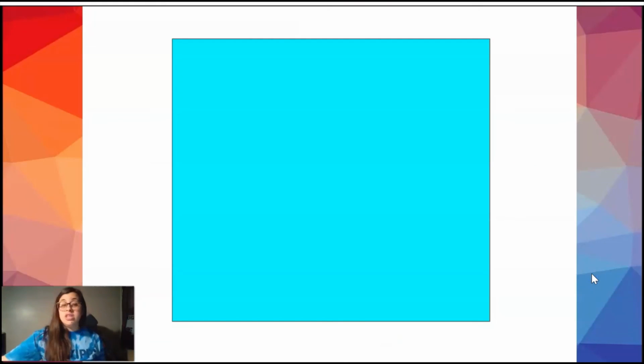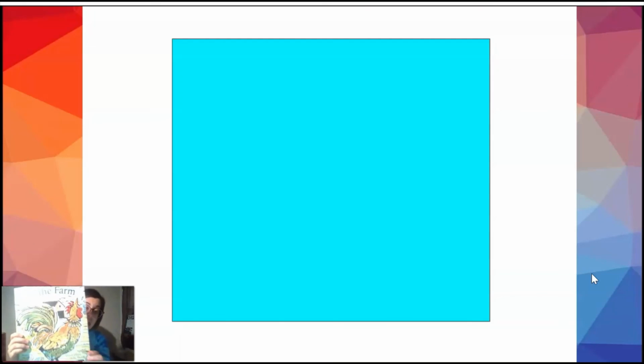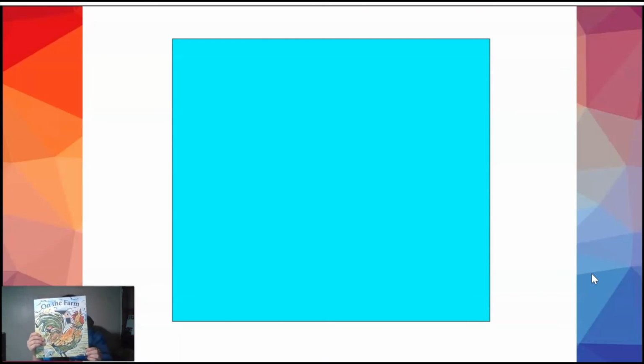Let's look at this one. This shape is a square. I want you to look out in your classroom and find objects that have the flat shape of a square. And I'm going to do the same. Let's see. All right, what did you guys come up with? I have a Post-it note that's a square, and the book On the Farm is a square. I'm sure you guys found tons of things that have the flat shape of a square.